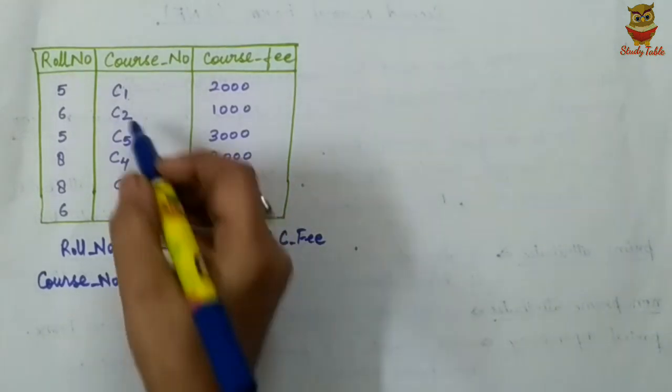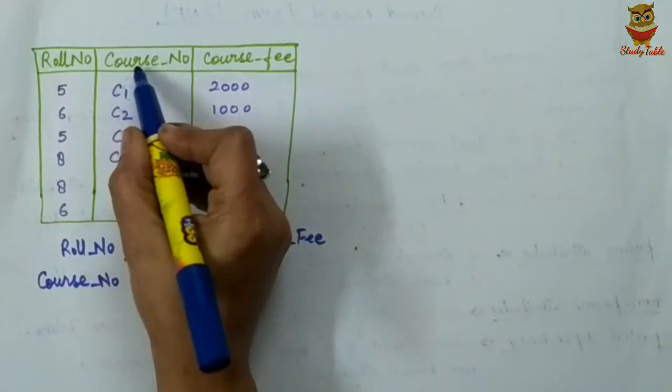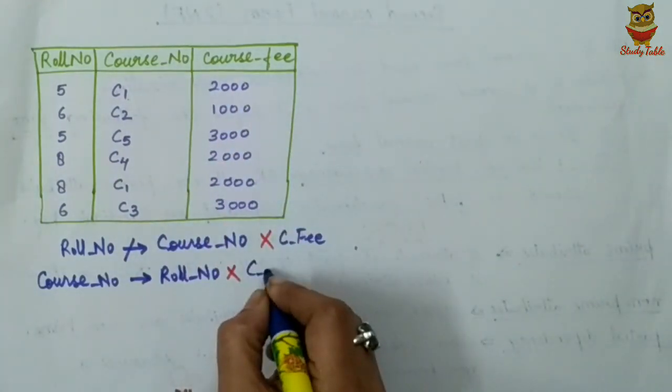And similarly, I will check it for the other attribute. Does course number uniquely identify course fee?